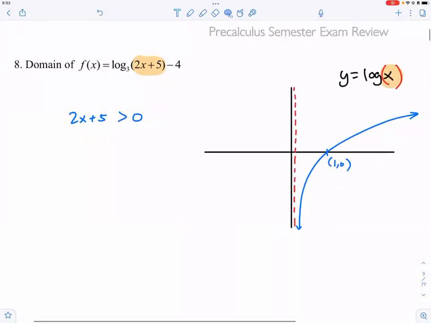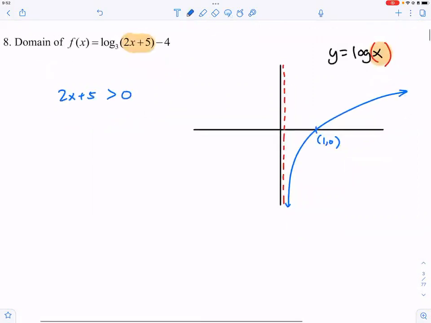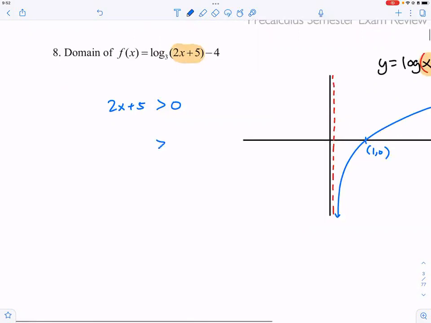Based on our understanding right here, we say, all right, anything inside the log function must be greater than 0. Not equal to 0, but greater than 0. Not less than 0, but greater than 0. And then now we can go ahead and solve for the inequality.